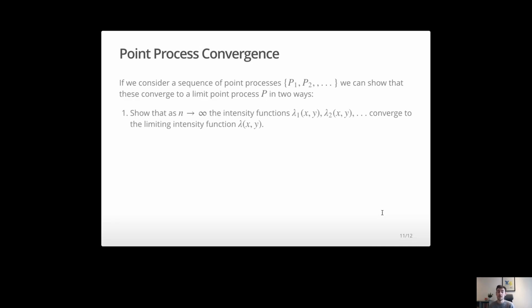The first is to say that as we move through this sequence of point processes, the intensity functions, which we'll call lambda1 associated with point process 1, lambda2 associated with point process 2, and so on, converge to a limiting intensity function lambda as n goes to infinity. So, for example, if our nth intensity function is given by the sum from i equals 1 to n of 2 to the minus i, then as n goes to infinity, this is just going to converge to a homogeneous Poisson process with unit rate.